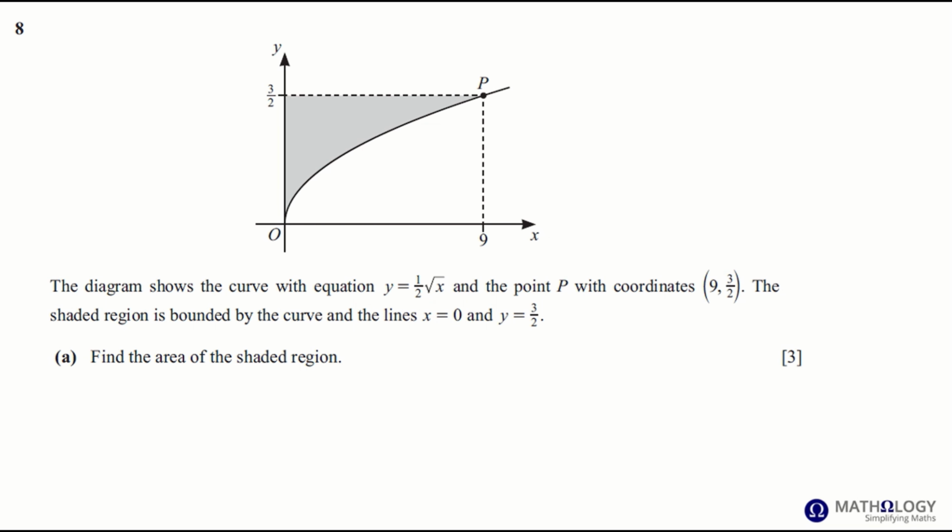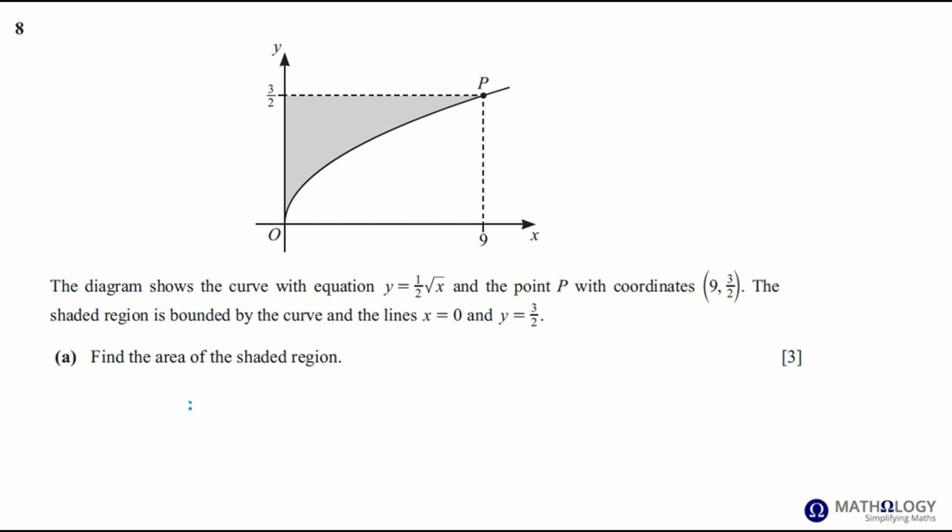Question 8. The diagram shows the curve of the equation y equals half root x and the point P with coordinates 9, 3 over 2. The shaded region is bounded by the curve and the lines x equals 0, which is the y-axis, and y equals 3 over 2. Find the area of the shaded region.